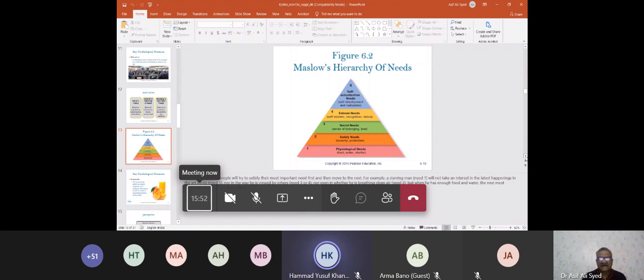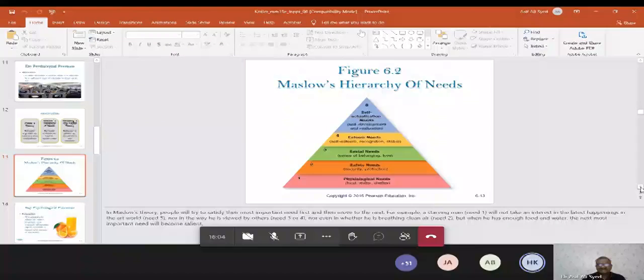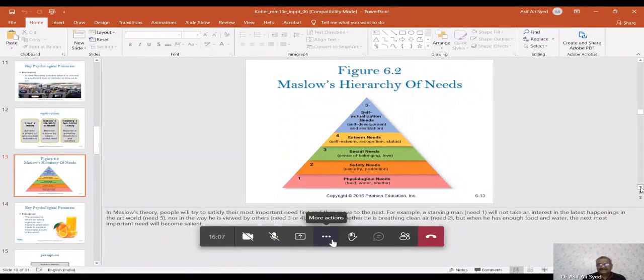A starving man need not be looking at social recognition; rather, the first need is food, water and shelter. And when he has that, he would look at the next level, that is, he would want clean air. And when he has enough food and water, the next most important thing would become the next specified needs. So this is how it goes.